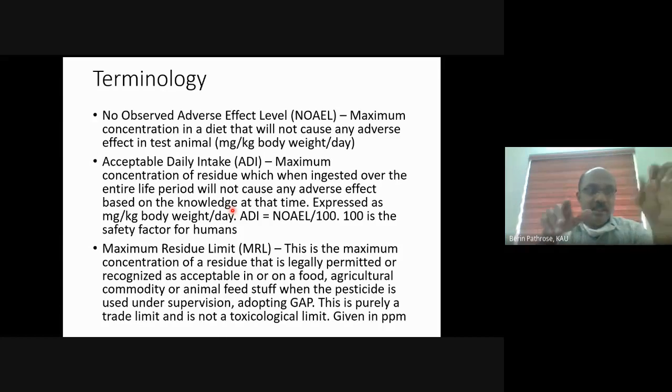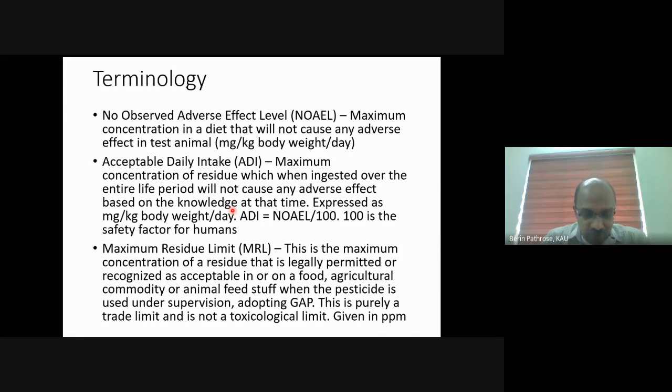We usually say that if you use this much concentration of pesticide, and if you follow the prescribed waiting period, the maximum concentration of pesticide residue which is present in a particular crop is this much, and we will notify it in Gazette, that is legally acceptable. And this is purely a trade limit, it is not a toxicological limit. That I will explain. This concept you have to understand. This is purely a trade limit, and this does not mean that it has some toxicological significance.